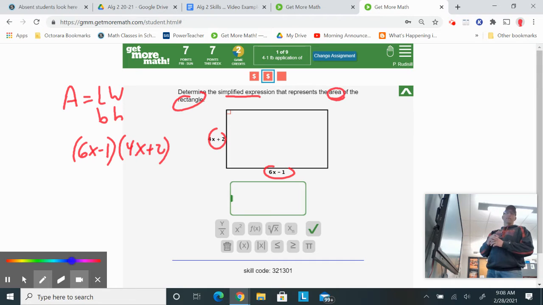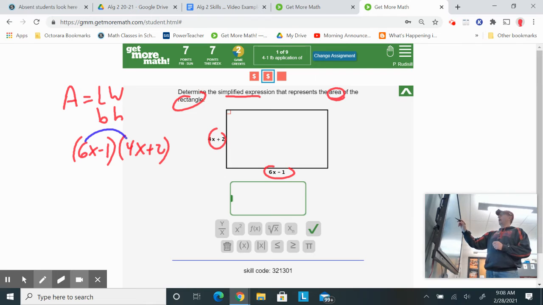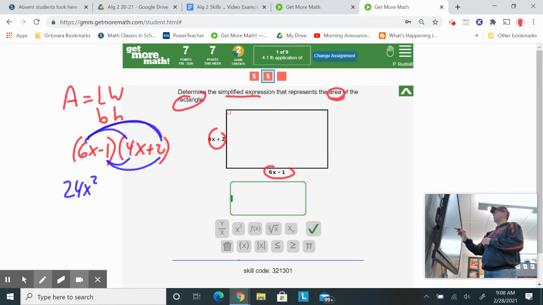So you can apply your knowledge of multiplying binomials together. So we're going to use the FOIL method, right? You multiply the first terms together, and then the outside terms together, and then the inside terms together, and then the last terms together. So let's do that. So the first, 6x times 4x, would be 24. x times x is x squared. Then the 6x times the 2, which gives me 12x. Then the negative 1 times 4x gives me negative 4x or minus 4x. And negative 1 times 2 is negative 2 or minus 2.